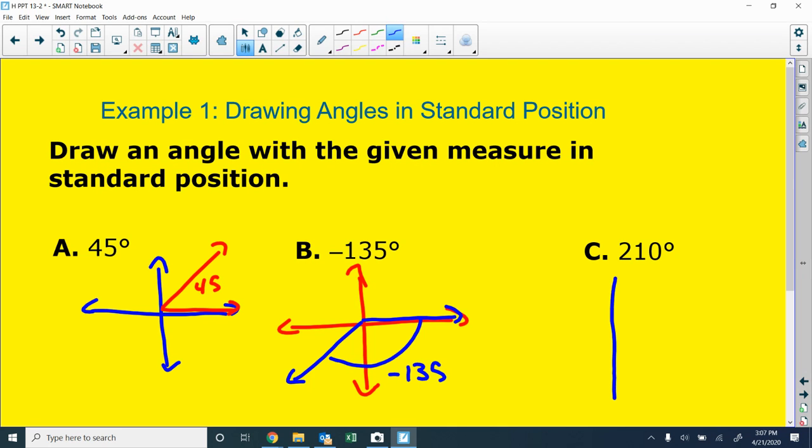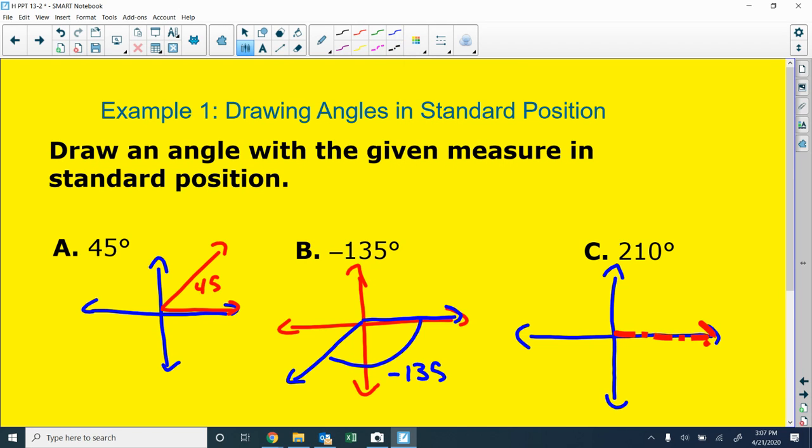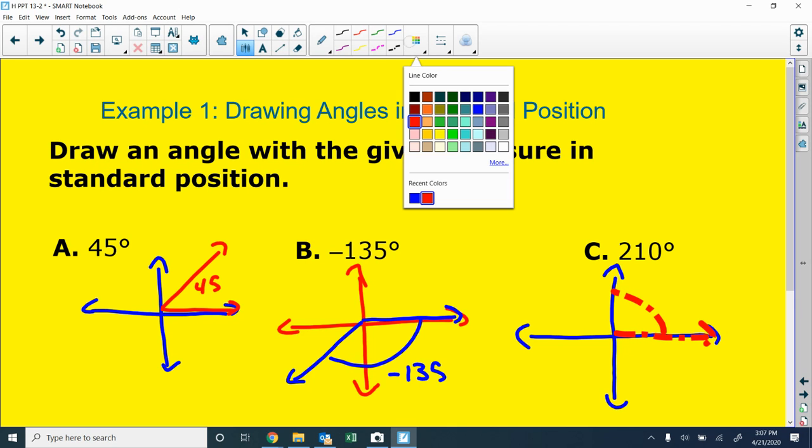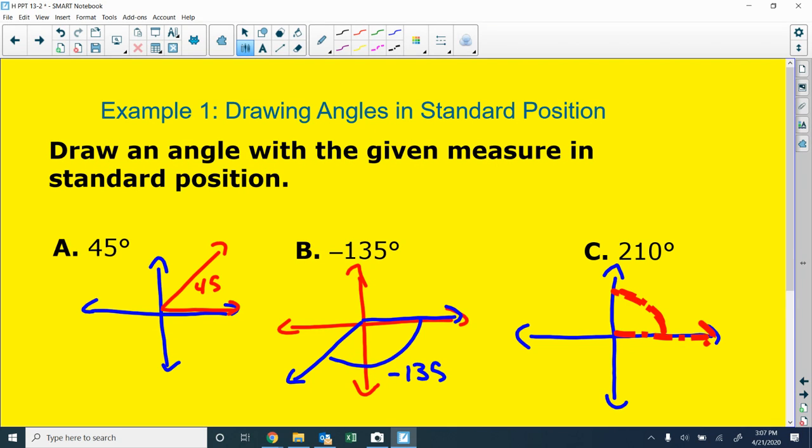210. It is a positive 210. So let me get a different color there so you can see it. We're starting here. Of course, that would be 90. There is 90. That is 180. 210 puts us down in this neighborhood right here.